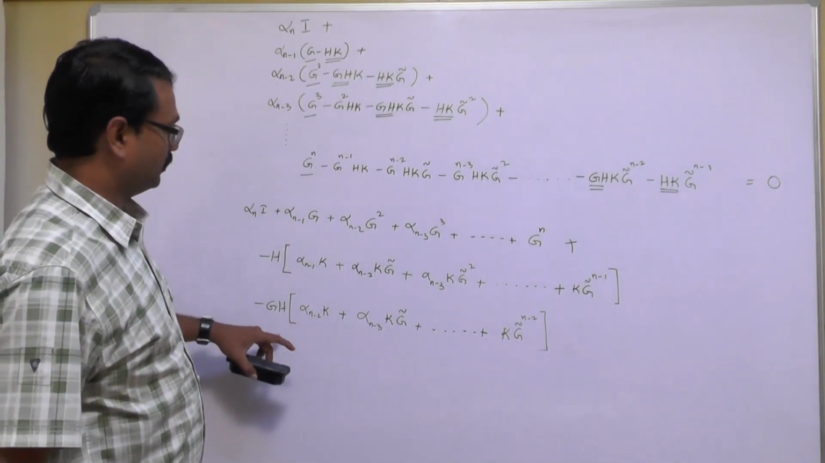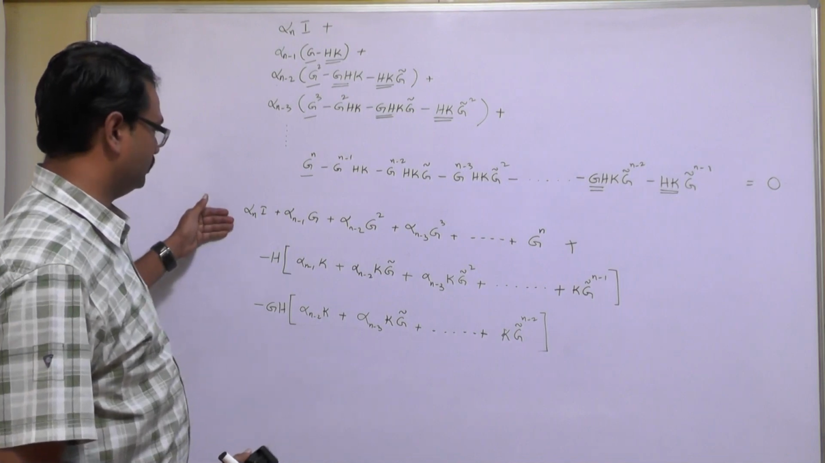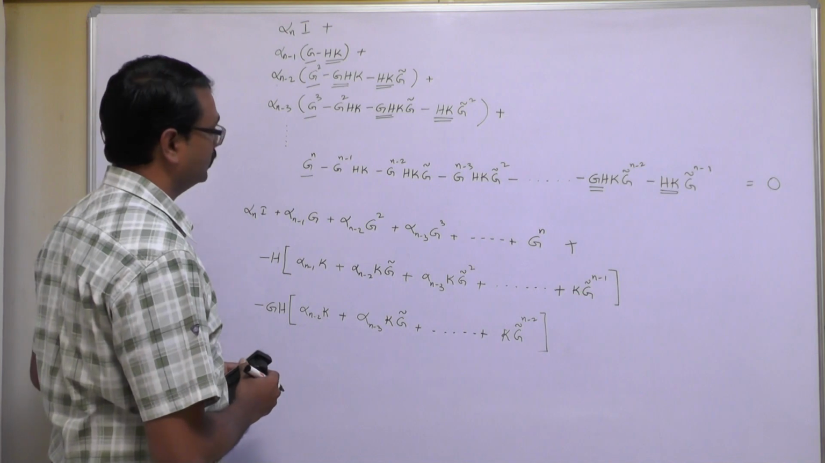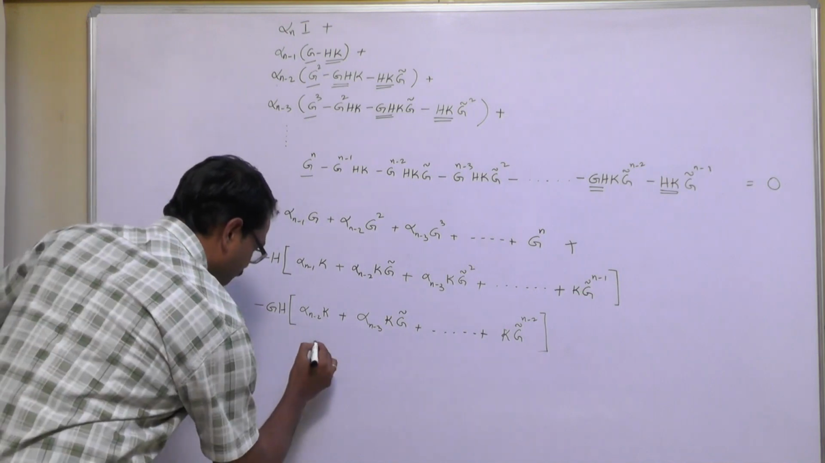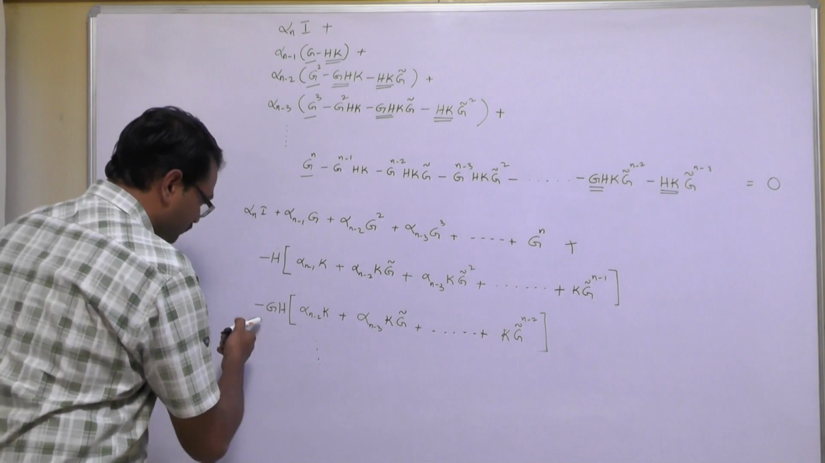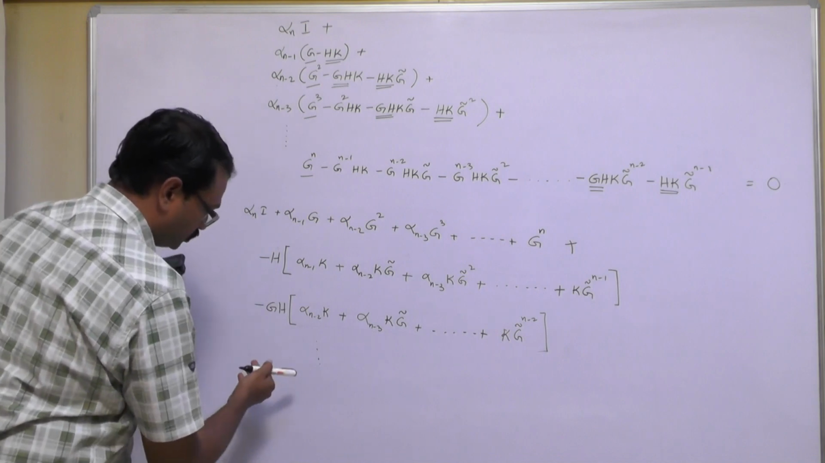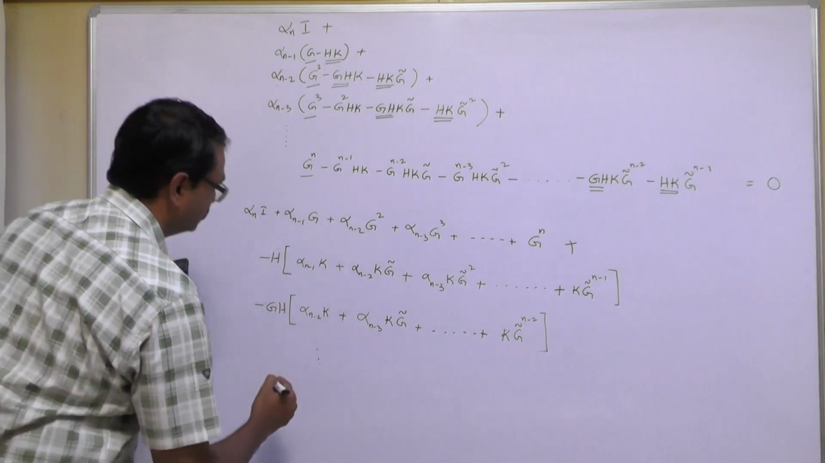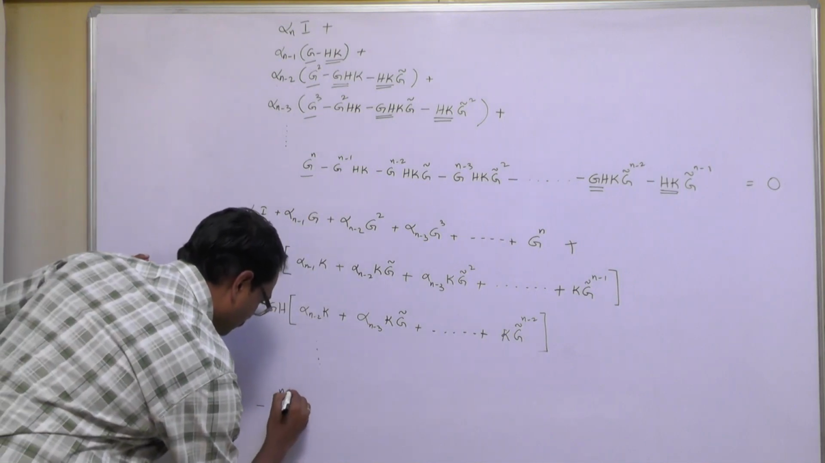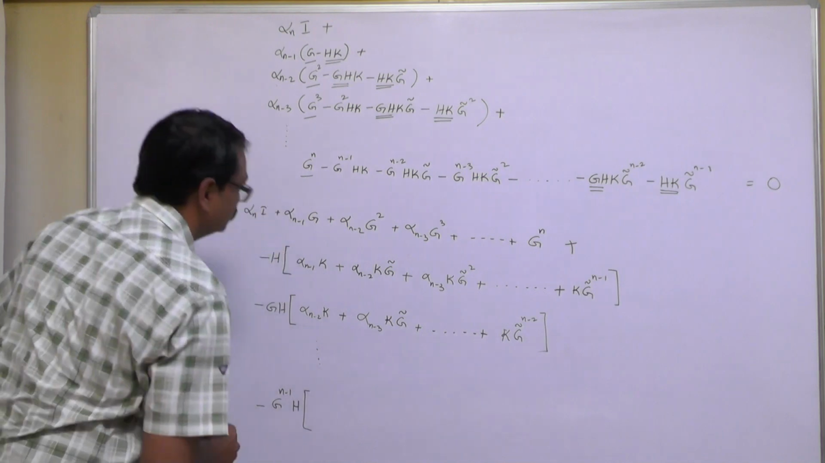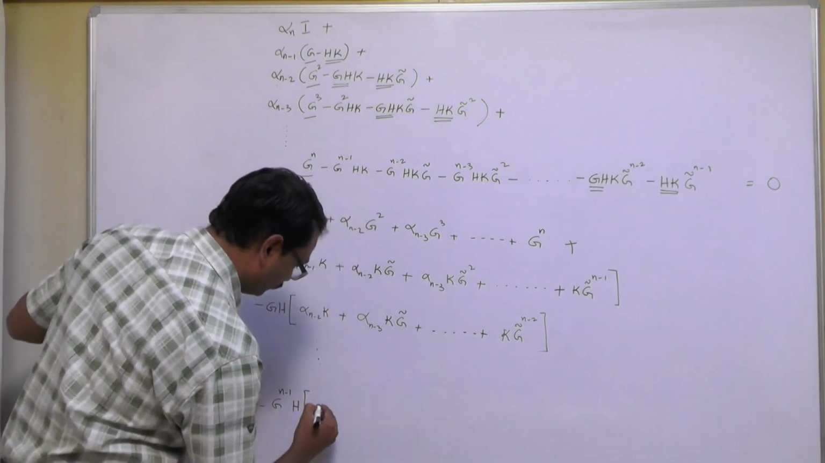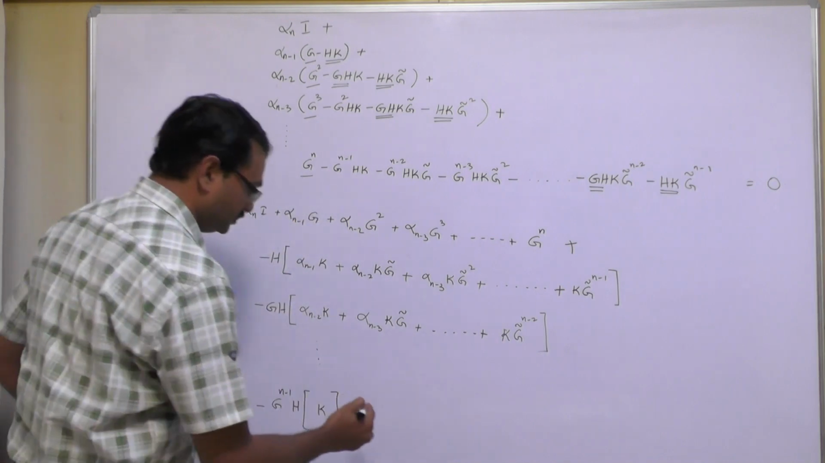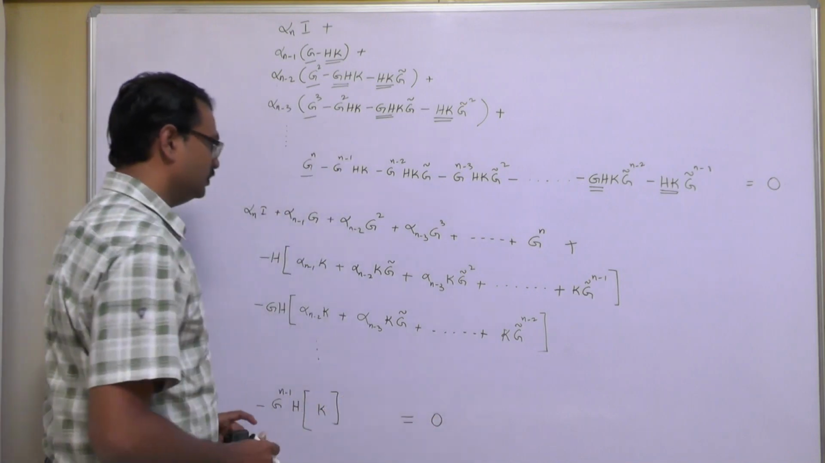Right? So we are having this formula in this form, minus GH. Up to this point we have got, and similarly so on. What we get is minus G square H, and so on, minus G power n minus 1 HK. G power n minus 1 H is, we don't have anything else, we have only K here. Now putting all this, the sum of all these is equal to 0.